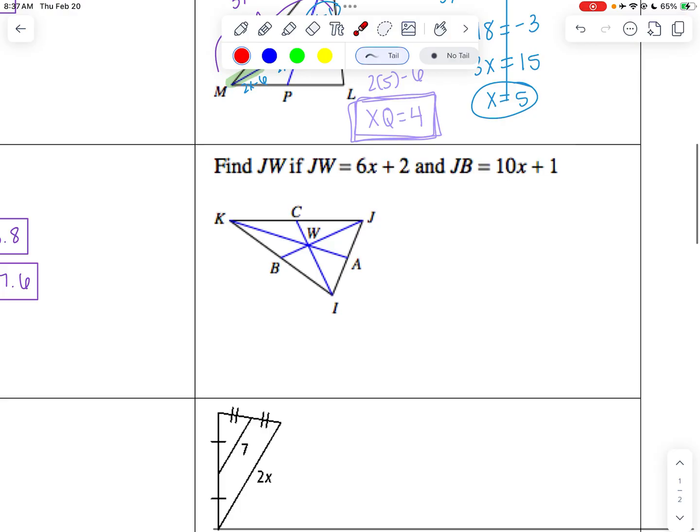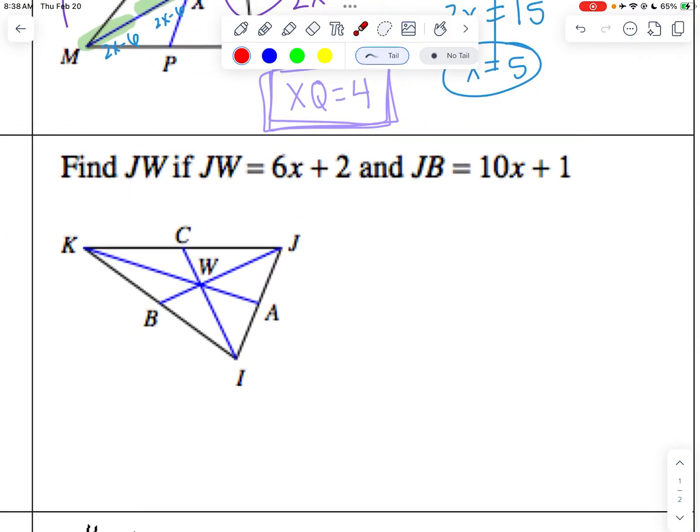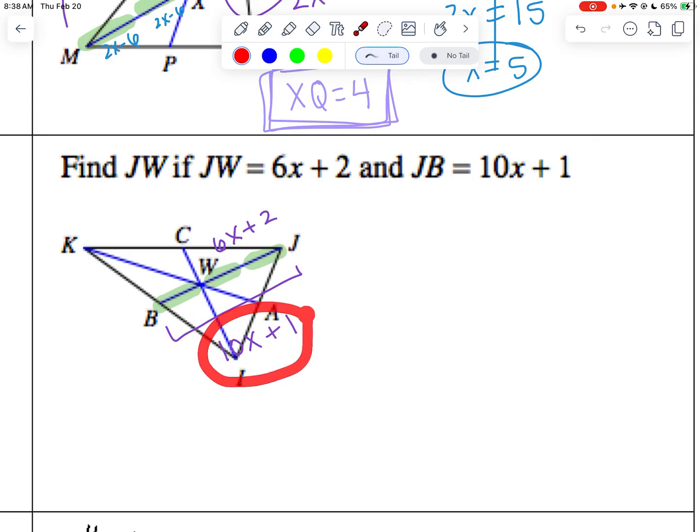Okay, let's try another one. Find JW, okay? If J to W, so this piece right here is 6x plus 2, and J to B is 10x plus 1. Now, if you don't draw in your pieces, it's really easy for your brain to go, okay, those are close enough. Part equals part, but they're not. So I'm going to go ahead and sketch out my 1 piece, 2 piece, 3 piece. Okay. Now, I can't really divide this.